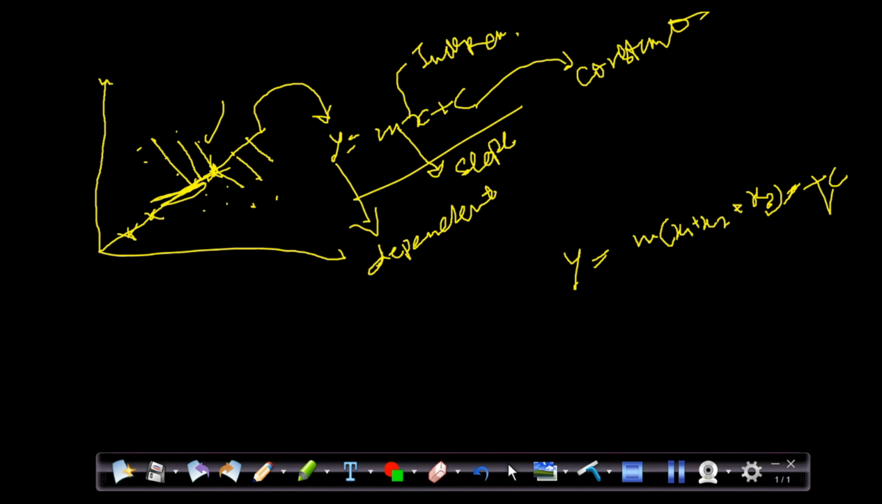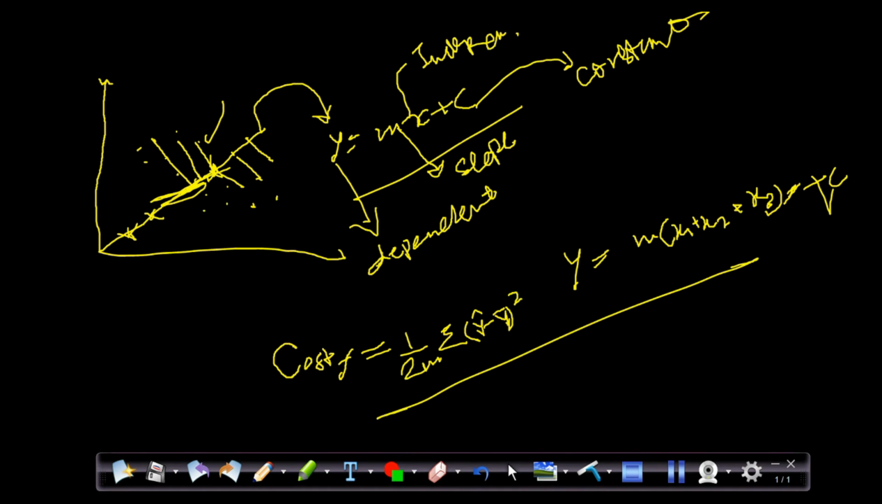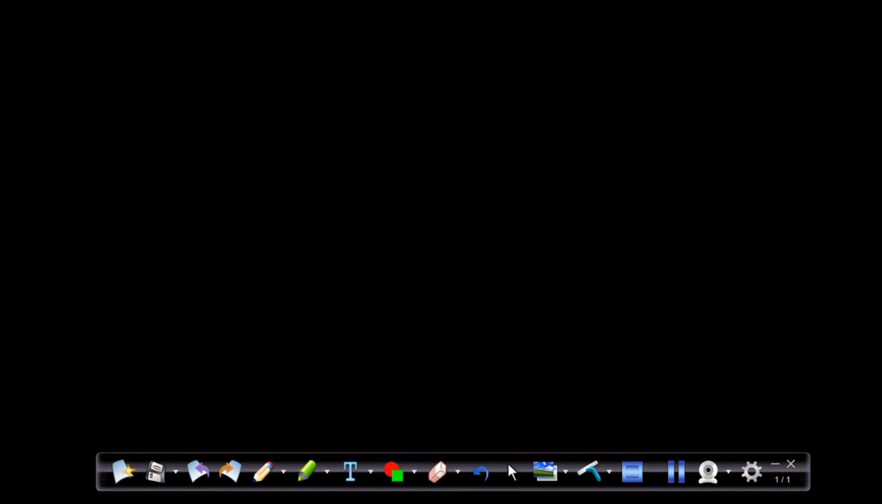Now there's a concept called the cost function. So what is the formula of this cost function? The cost function is given by J = 1/(2m) times sigma, that is the summation, of (y hat minus y) whole square. This is the formula for our cost function. Now let me erase all this.